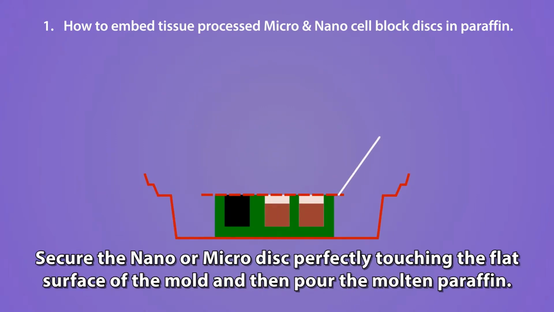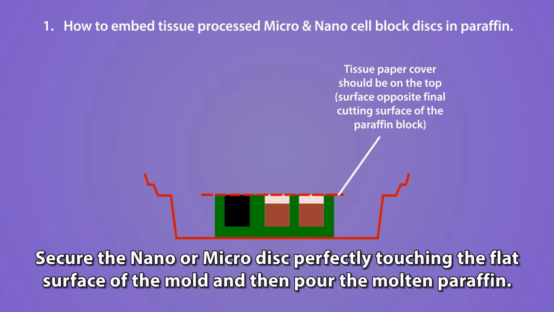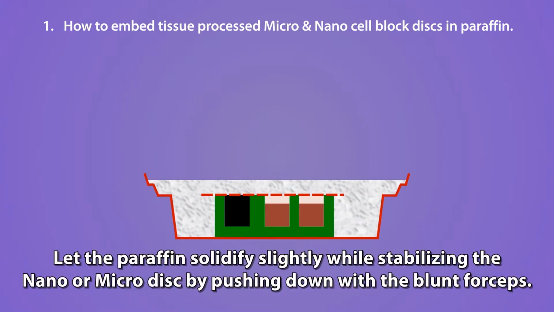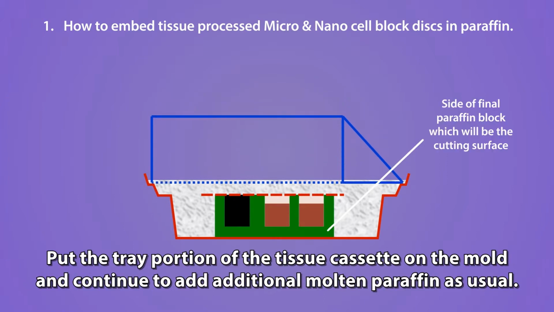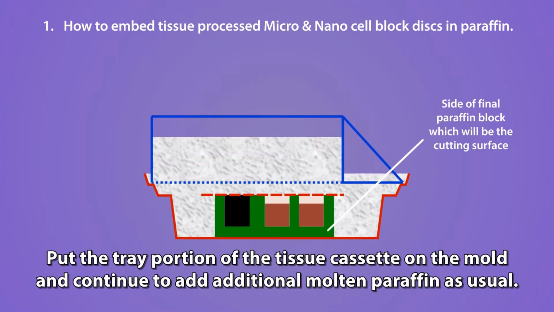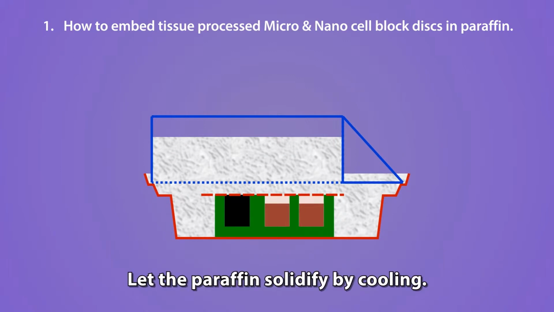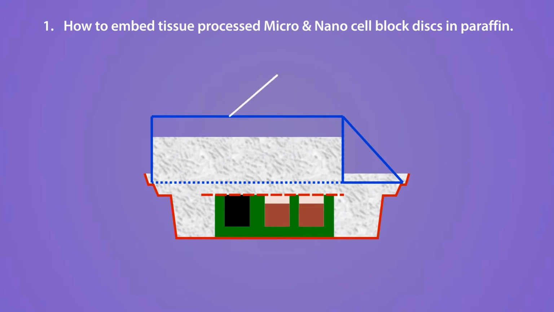Secure the nano or micro disc perfectly touching the flat surface of the mold, and then pour the molten paraffin. Let the paraffin solidify slightly, while stabilizing the nano or micro disc, by pushing down with the blunt forceps. Put the tray portion of the tissue cassette on the mold, and continue to add additional molten paraffin as usual. Let the paraffin solidify by cooling.